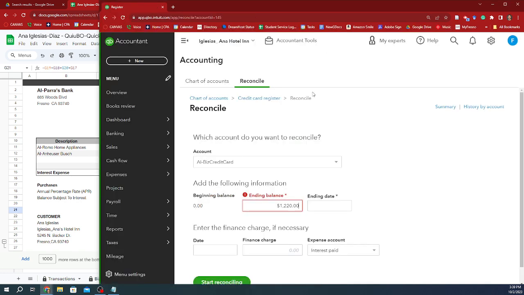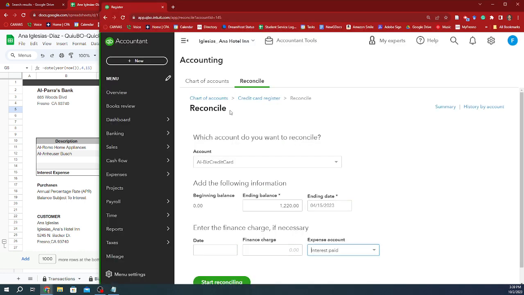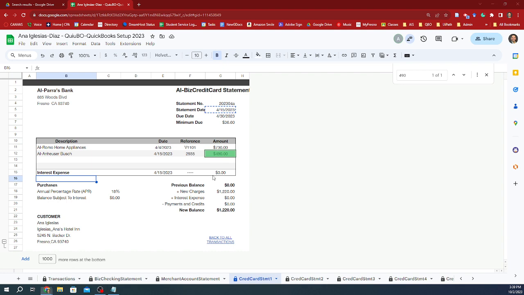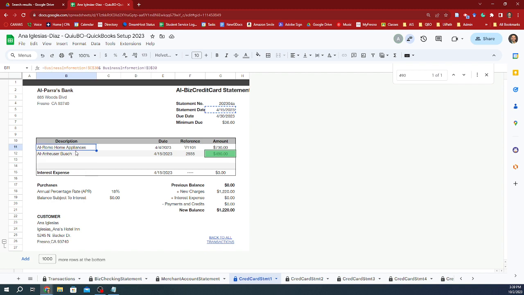My new balance was 1220, my ending balance or my new balance as of 4/15/2023. And then I'm going to start reconciling. And I should see the same thing. I should see 2 transactions here. Guess what? I only see 1. What happened to the other transaction, the Romo home appliances?